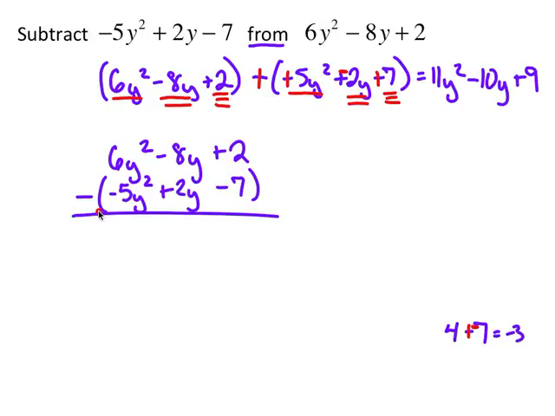We still need to add the opposite. So we change this from subtraction to addition. And then we go through and change all of their signs all the way through that bottom one. Okay, and then we can just add. So 2 plus 7 is 9, and it's positive, so we put plus. Negative 8y plus negative 2y is negative 10y. And 6y squared plus 5y squared is 11y squared.